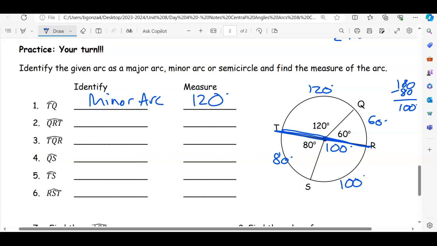QRT. So if you follow Q to R all the way to T, do you see QRT has 3 parts? Is that major or minor, by the way? It's more than half. It's a major arc. By the way, if it has 3 letters, it's either a major arc or a semicircle. So this is major. So major arc QRT, we're going to add the 3 parts here: 60 plus 100 plus 80 is 240.